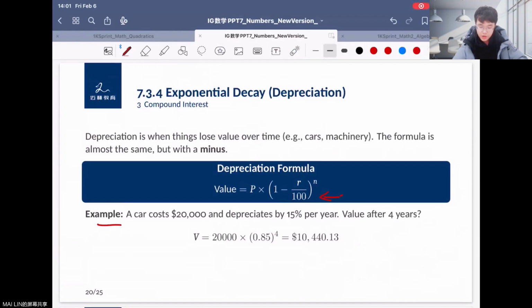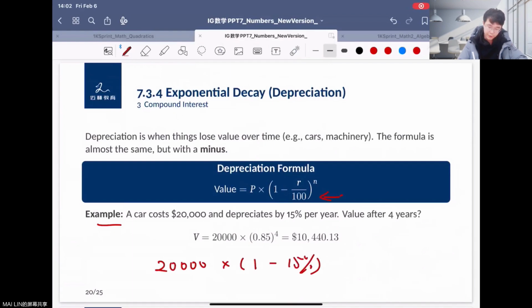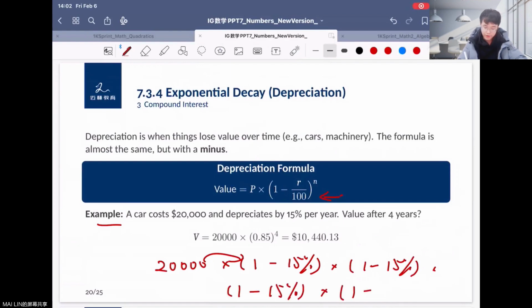So we know that for each year you use 20,000 times 1 minus 15%, right? This is the original money, and then you times 15%, that means you lost money, where the value is decreasing. At the second year, you also have to times 85%, 1 minus 15%. And then the third year, you also have to times 1 minus 15%. So for 4 years, you have to times 1 minus 15% four times, right? So the value here is 20,000 times 0.85 to the fourth, and the total value here is about 10,000.